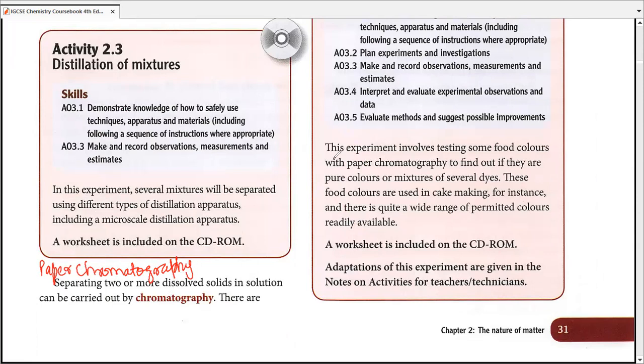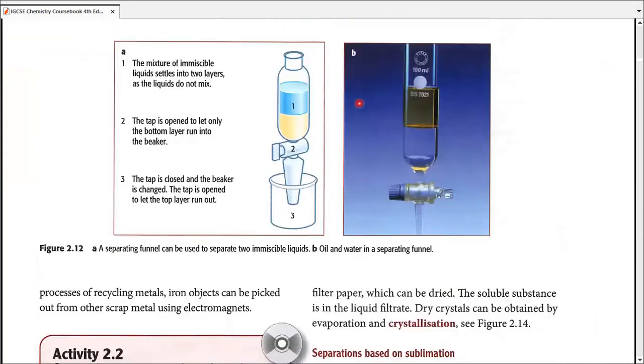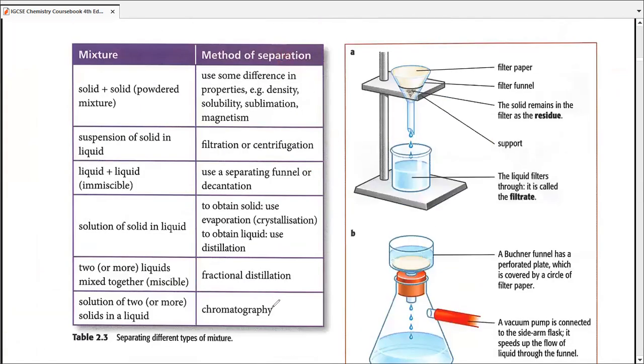Now, paper chromatography starts from here, and I'm going to go a couple of pages back to the table that we started off with. And if you take a look at that table, you'll find that paper chromatography is the last separation technique. We're done with all the techniques. This is the last one we need to go with. And actually, a solution of two or more solids in the same liquid is separated with chromatography.